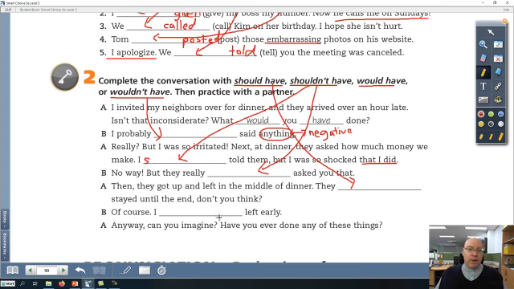Of course, I blah blah blah left early. Okay, here this person is saying that they would have done the opposite. So her friend would say, of course, I wouldn't have left early. These people should have stayed. They should have stayed until the end. Of course, I wouldn't have left early.